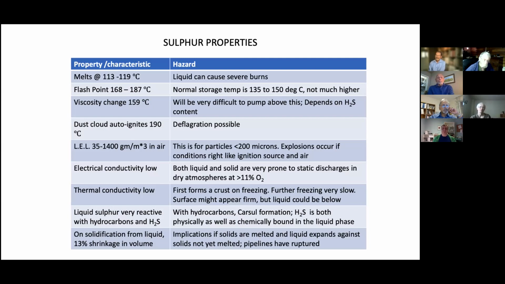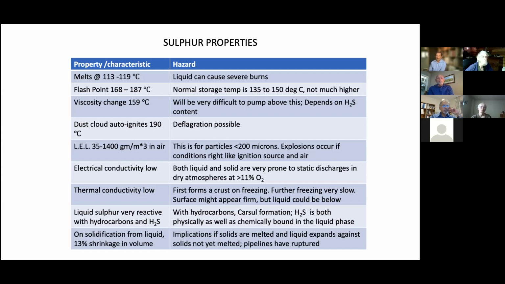So I've just put in table form some properties of relevance. The first one is that it melts in a range of temperatures. And again, why does it melt in a range of temperature? We'll explain it in the next slide as we go along. The flash point of liquid sulfur vapors is 168 to 187. If you know what a flash point is, it's the lowest temperature at which, if you have a source of ignition, the vapors can flash off.